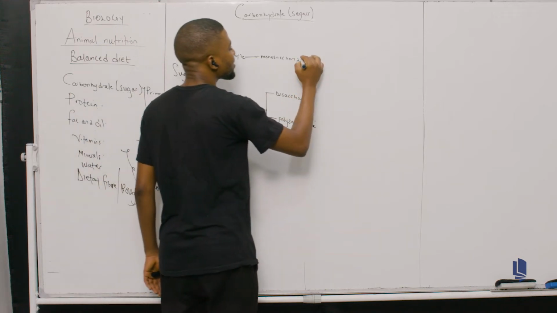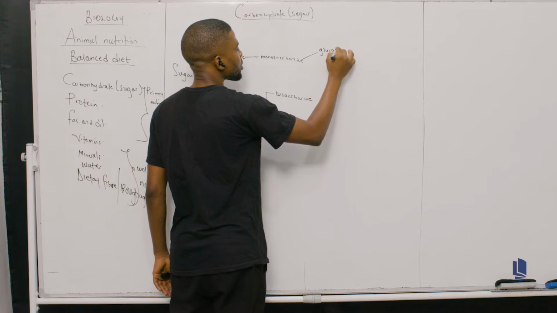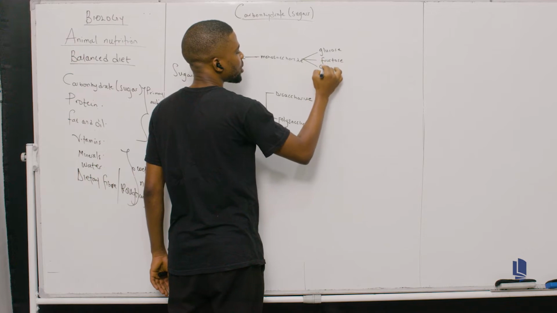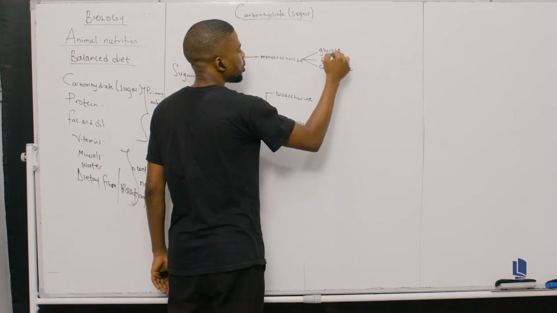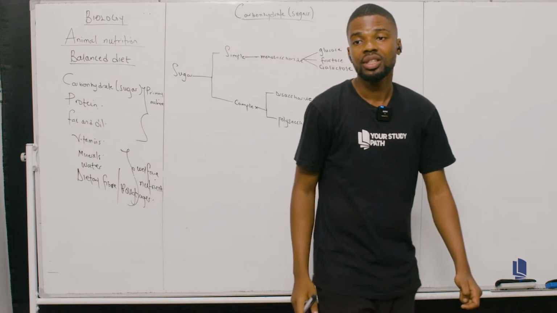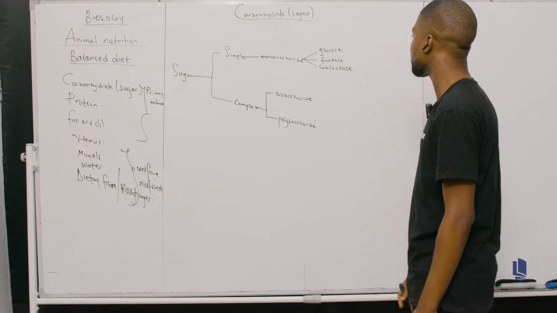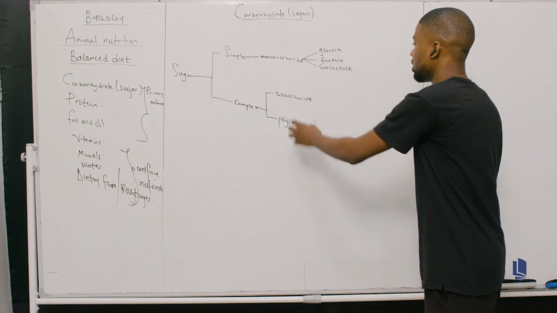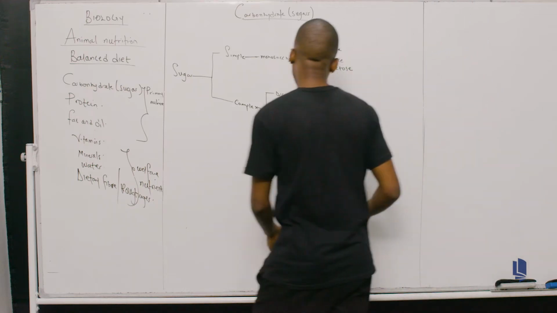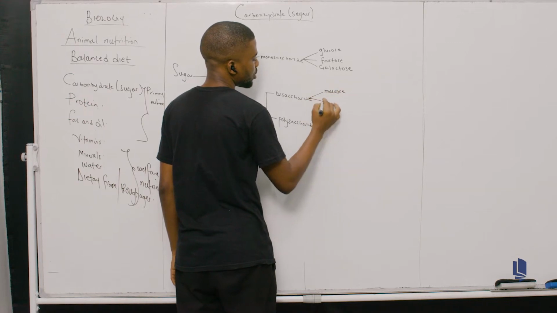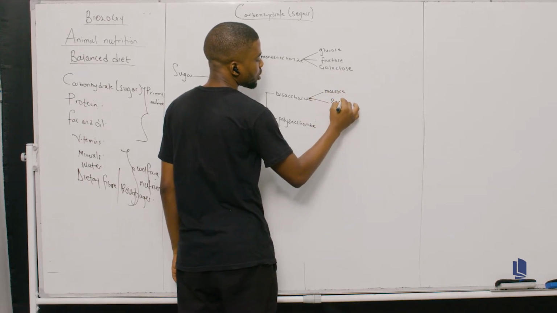Now, let's put the main examples. For the monosaccharide, we got glucose, we got fructose, and when you remember gala, you call this one galactose. Glucose, fructose, and galactose. And then the disaccharide, the major ones here, we got maltose, we got sucrose, and then we got the last brother here, we call him the lactose.